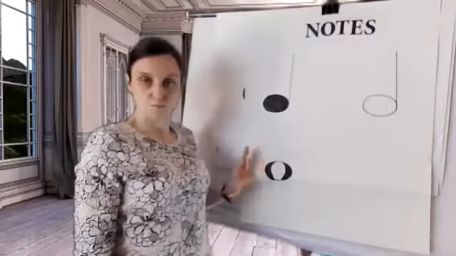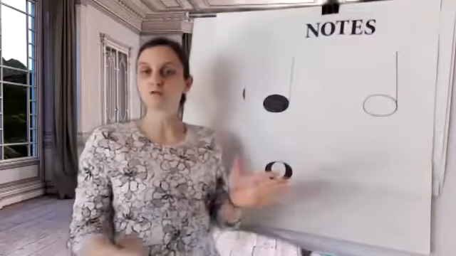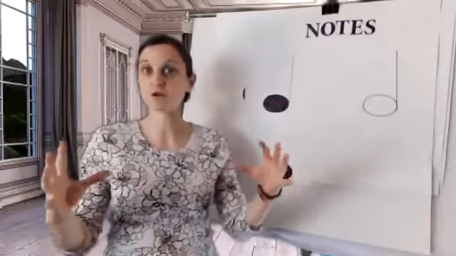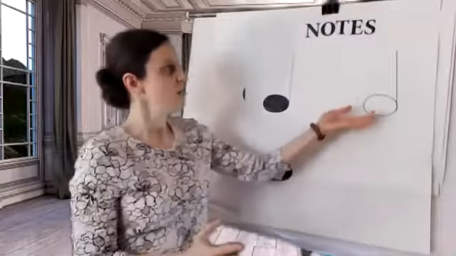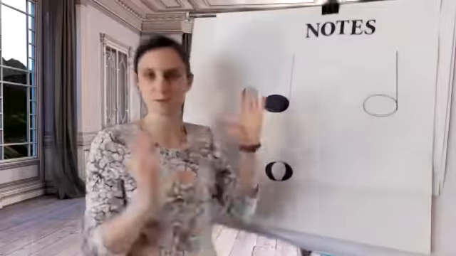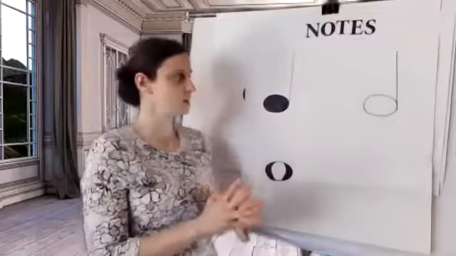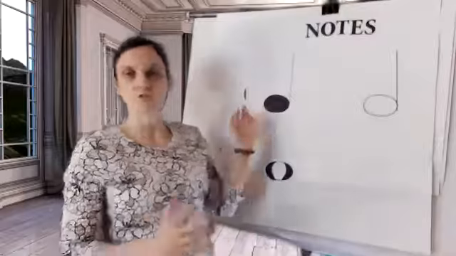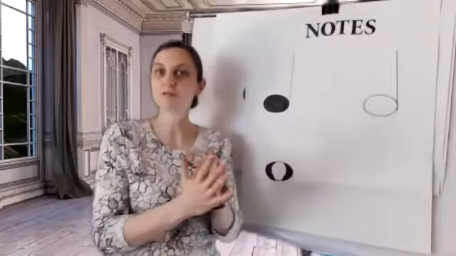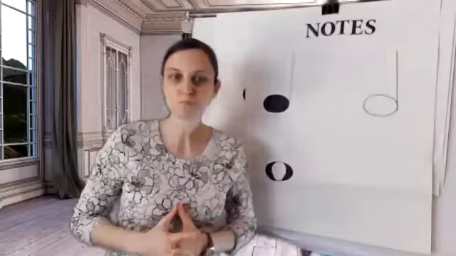So this whole note gets 4 counts, 1, 2, 3, 4, and it takes up a whole measure in 4/4 time signature. And then we've got this half note that gets 2 counts, and it takes up half the measure in 4/4 time signature. And then you've got this quarter note that gets 1 count, but it takes 4 of them to fill up a whole measure.